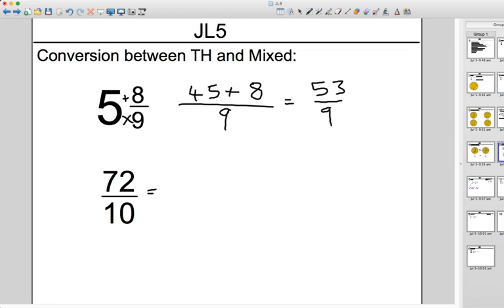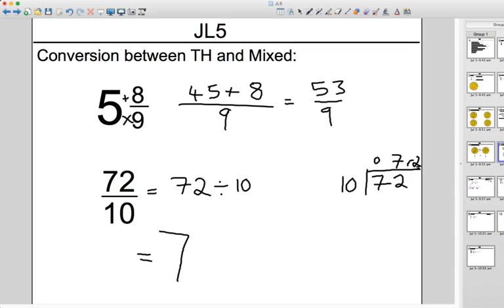What about going back from a top heavy fraction to a mixed? Well, what does this mean? This means 72 divided by 10. If we do that over here, ten doesn't go into 7, but it does go into 72, 7 times. And then there is a remainder of 2. So I can say that 7 is the big whole number. 2 as the remainder is your numerator, and your denominator will be the same as you started with. That's it.